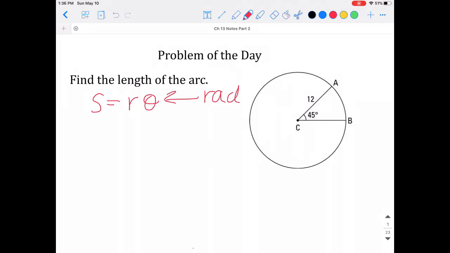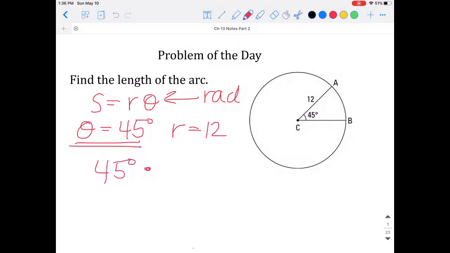So looking at our circle, we have a theta of 45 degrees and a radius of 12. We're not given any units here, so we'll just write in units at the end. In order to plug into our formula, we need to convert from degrees to radians. So to convert 45 degrees to radians, we multiply by pi radians over 180 degrees. When we multiply, our degrees cancel out, and we're left with pi over 4 radians for our theta.